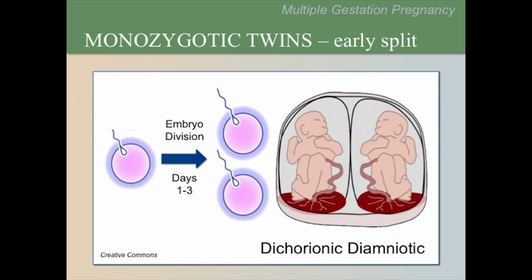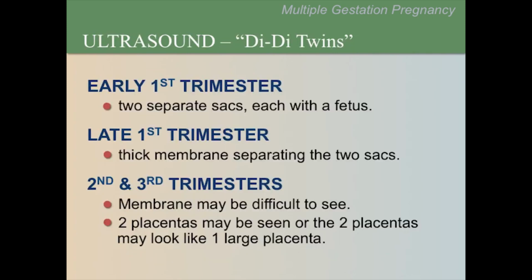These twins are also called dichorionic, diamniotic, or di-di, but in this case they are identical because they developed from a single embryo. In both dizygotic twins and monozygotic twins that split very early after fertilization, you will see the same features on ultrasound. You should see two separate gestational sacs, each with a fetus in the early first trimester.